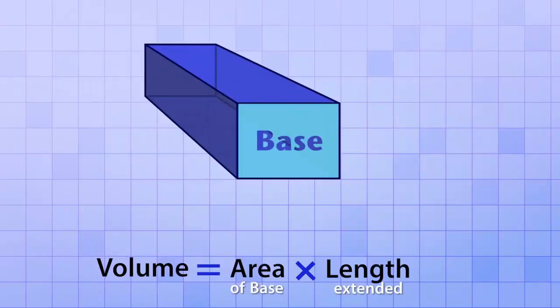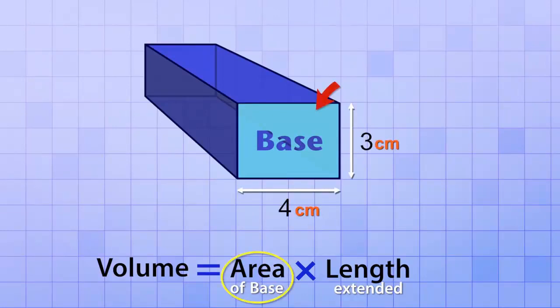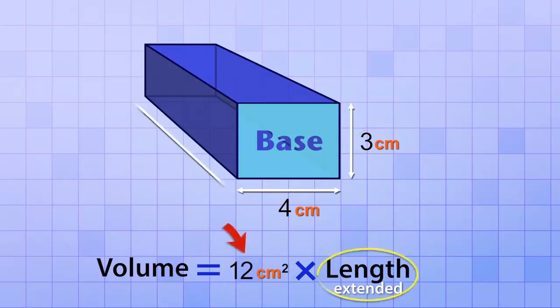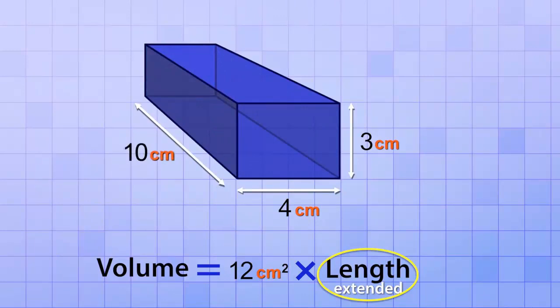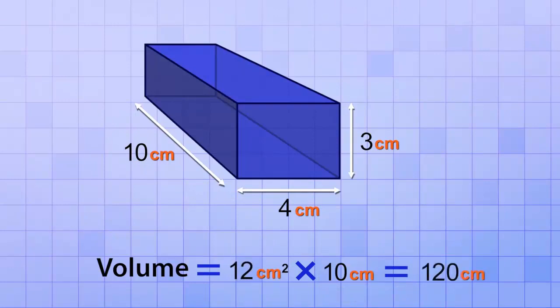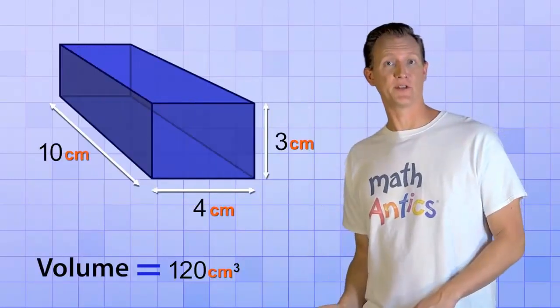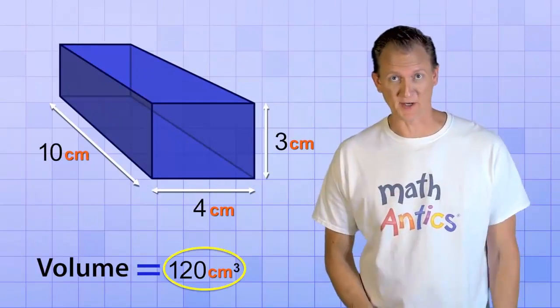The base is the original rectangle, and its dimensions are 4 centimeters by 3 centimeters. So to find the area of that base, we need to remember how to calculate the area of a rectangle. To do that, we just multiply the two side dimensions together. 4 centimeters times 3 centimeters gives us 12 centimeters squared as the area. Now, to find the volume, we just need to multiply that area by the length that the base was extended. Our diagram tells us that distance is 10 centimeters. So if we multiply 12 centimeters squared by 10 centimeters, we get 120 centimeters cubed. So this rectangular prism has a volume of 120 cubic centimeters.